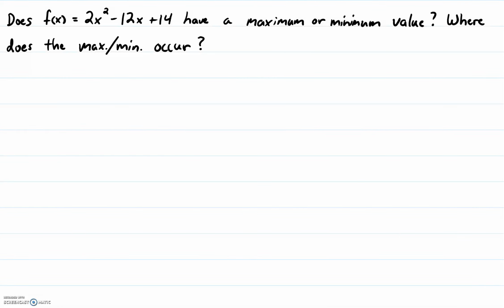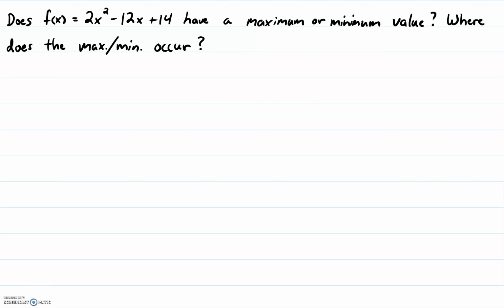In this video, we're going to examine the following problem. We want to know, does f of x equals 2x squared minus 12x plus 14 have a maximum or minimum value? And then we want to know, where does this max or min occur? Really, this problem is a test over some vocabulary, understanding the concepts, connecting the ideas of maximum and minimum to a vertex.